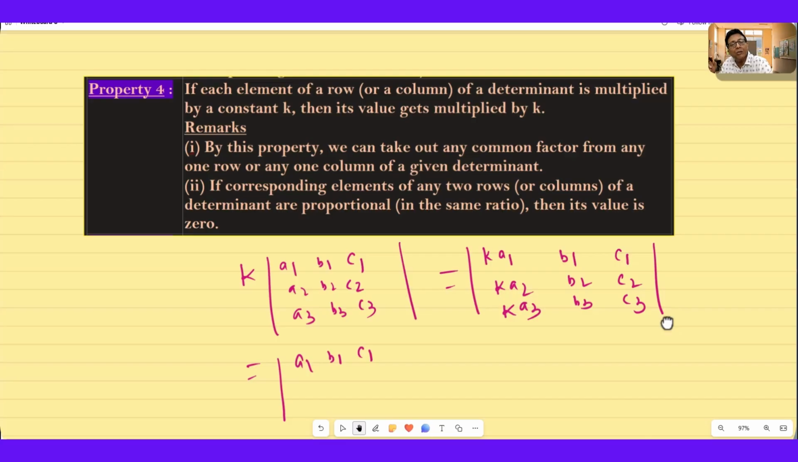What you did in case of matrices, if you multiply a matrix by a scalar, then all the entries are multiplied by the same scalar. But in case of a determinant, remember that only one row or one column has to be multiplied. This will be, say, KA2, KB2, KC2, A3, B3, C3.